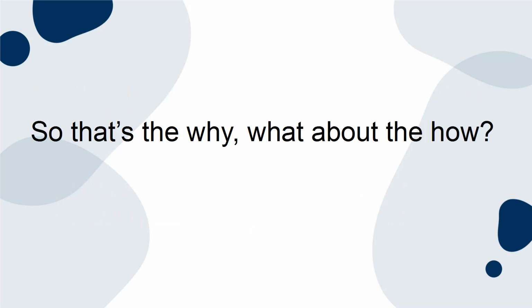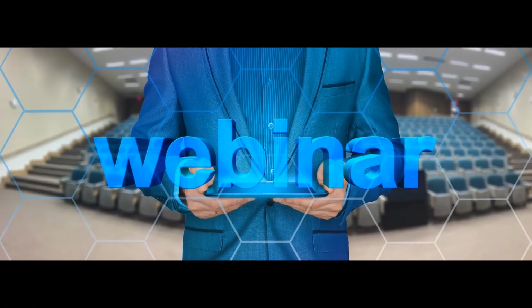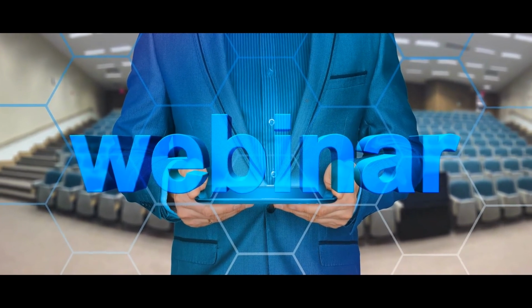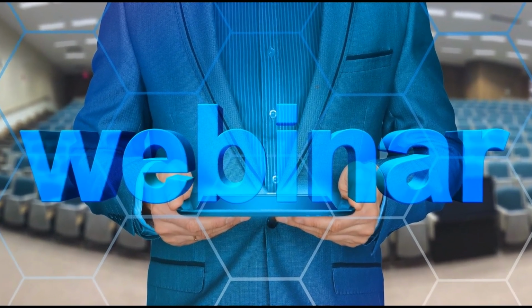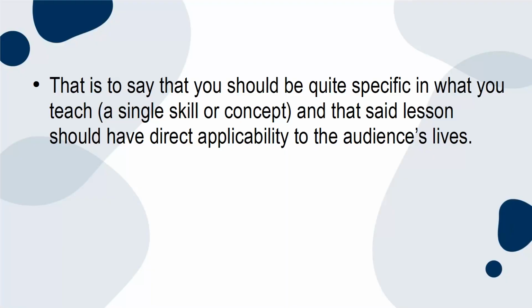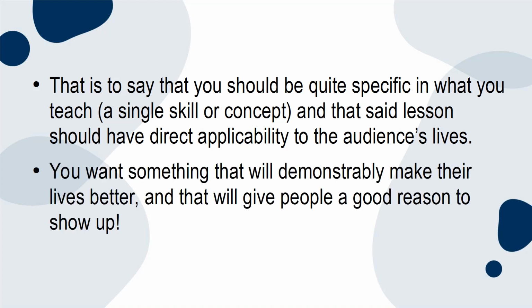What about the how? The first step is to choose your webinar topic. Ideally, this should be something with a very clear value proposition and a very clear goal. That is to say that you should be quite specific in what you teach, a single skill or concept, and that said lesson should have direct applicability to the audience's lives. You want something that will demonstrably make their lives better, and that will give people a good reason to show up.